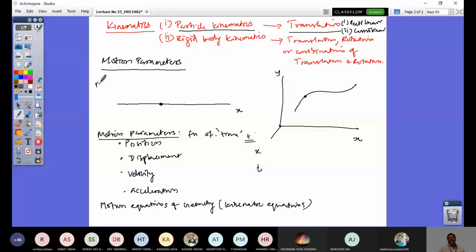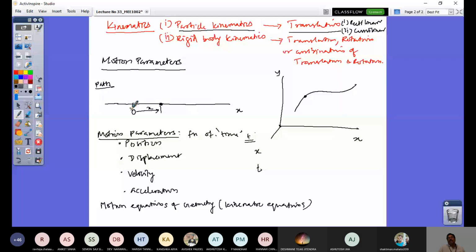The path is a straight path, so it is rectilinear motion. And this is now positioned with respect to some origin O. So I have some reference O, and from here it is some distance x.